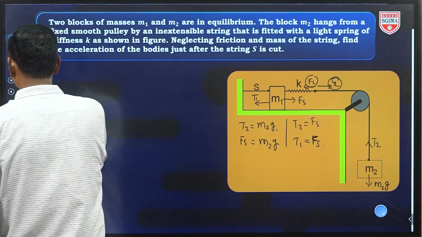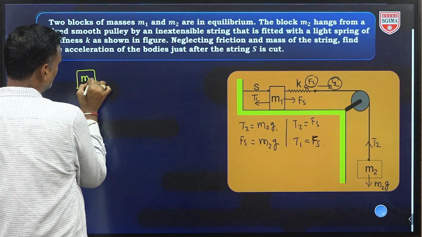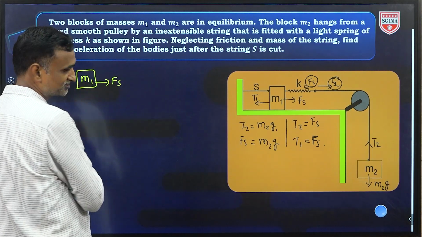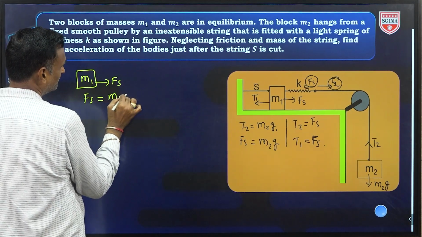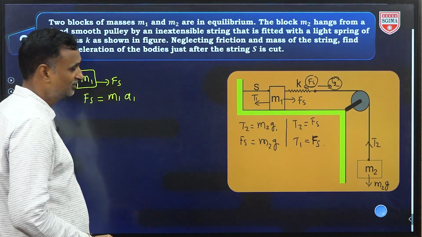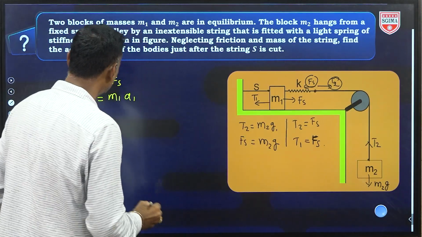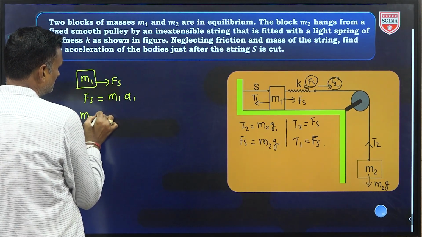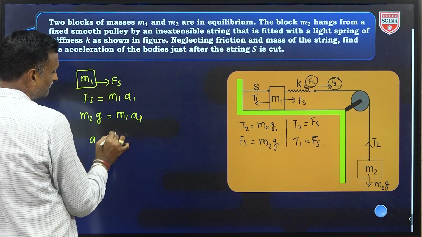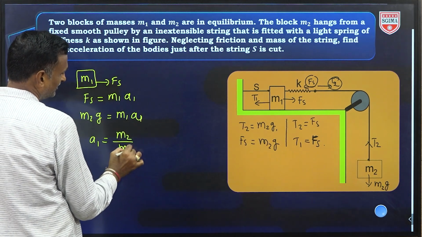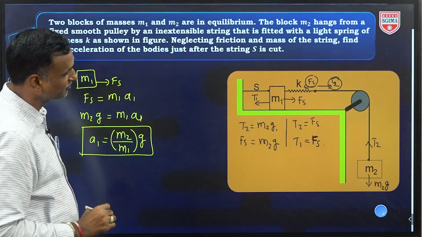After the string breaks, M1 is being exerted only by the spring force. So we can write spring force equals M1 A1, suppose A1 I am writing. Now the spring force value from the earlier equation is M2G. So M2G equals M1 A1, so A1 equals M2 by M1 into G. This is the acceleration of block 1.